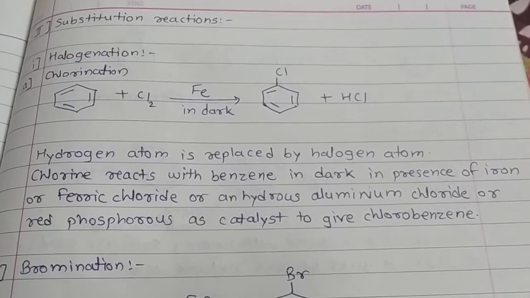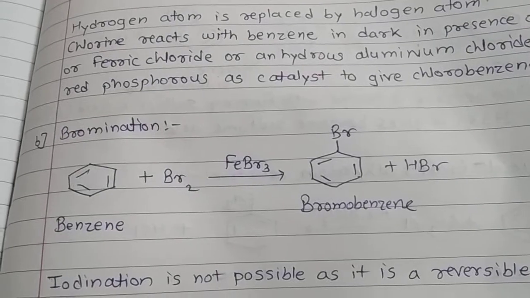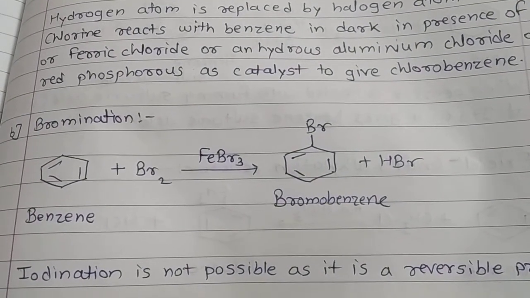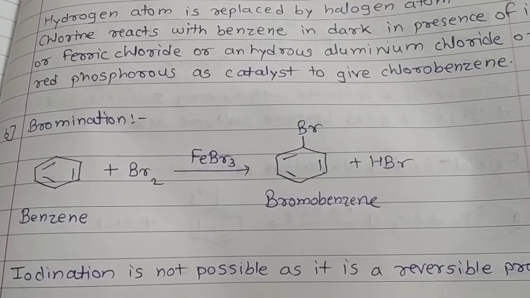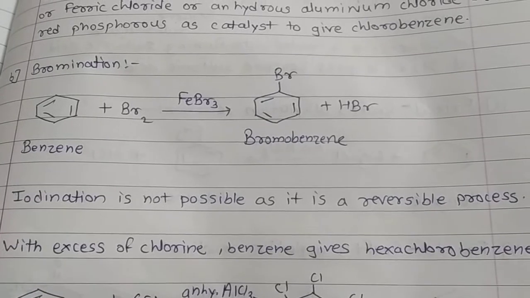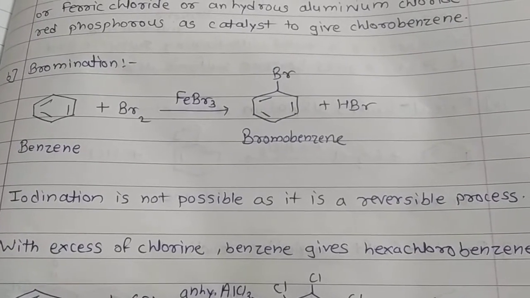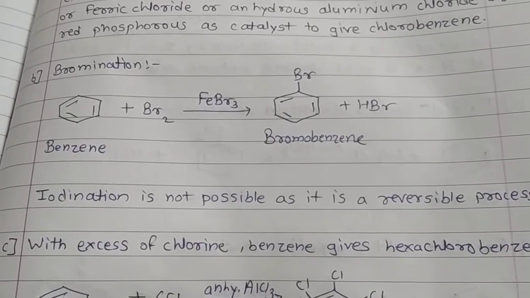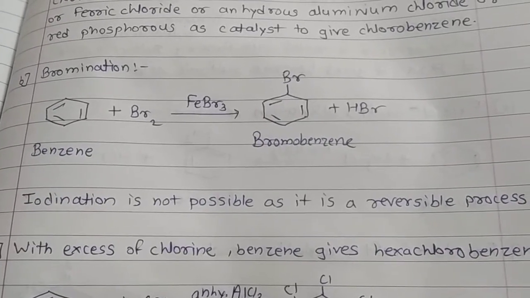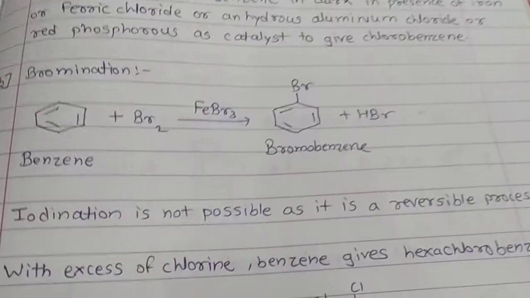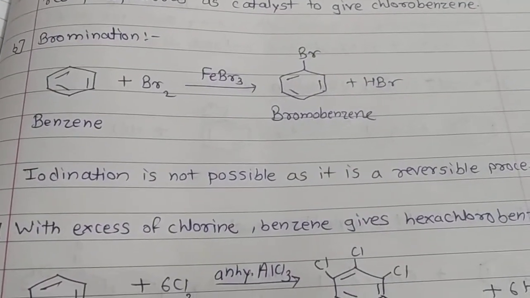So it was the first halogenation reaction, chlorination. Next is bromination. It is performed in the presence of FeBr3. Remaining things are almost the same. Iodination is not possible because it is a reversible process. So iodination does not take place. Only chlorination and bromination take place on benzene.